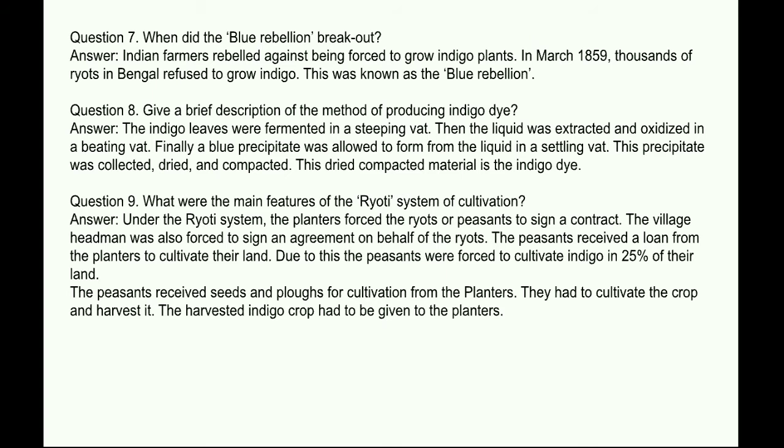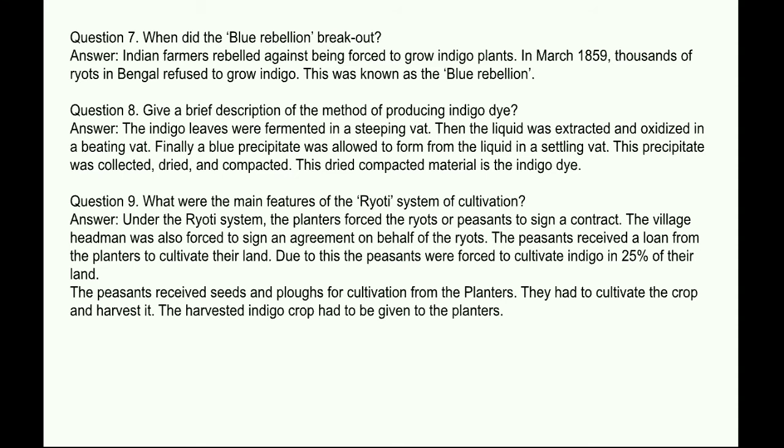Next question: give a brief description of the methods of producing indigo dye. Answer: the indigo leaves were fermented in a steeping bed, then the liquid was extracted and oxidized in a beating bed. Finally, a blue precipitate was allowed to form from the liquid in a settling bed. This precipitate was collected, dried, and compacted. This dried compacted material is the indigo dye.